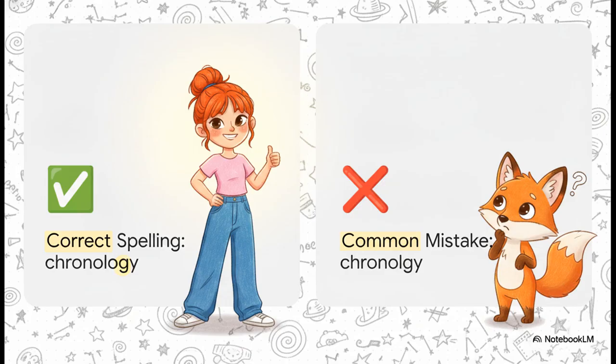Now pay attention, because here is an insider spelling bee tip. Compare the correct spelling, chronology, against the very common mistake, chronlogy. See what's missing in the mistake? You must always remember that connecting O right after chron. It's chronology. Don't let that trip you up.